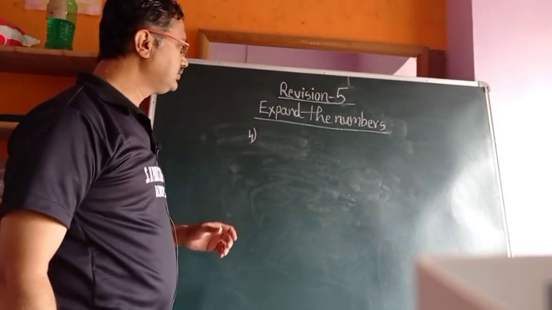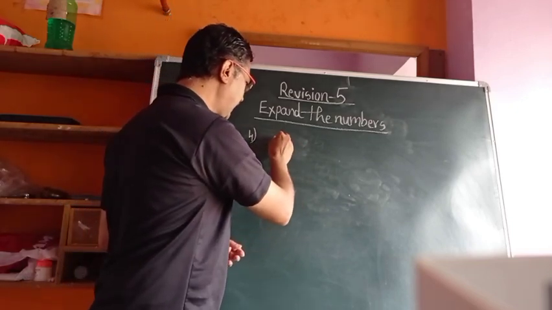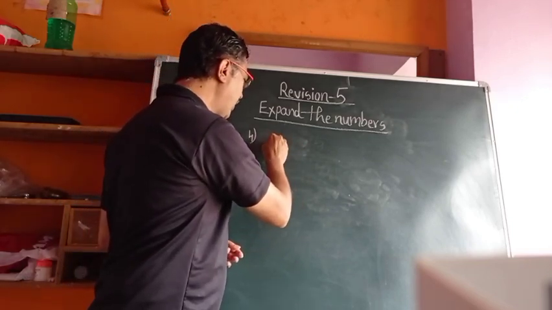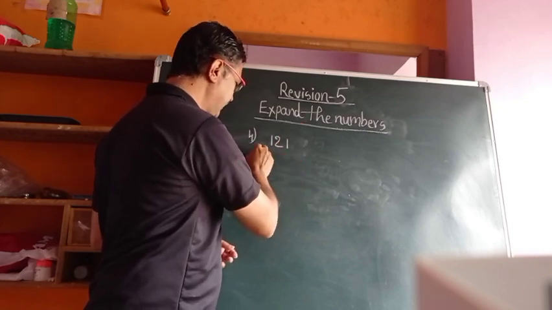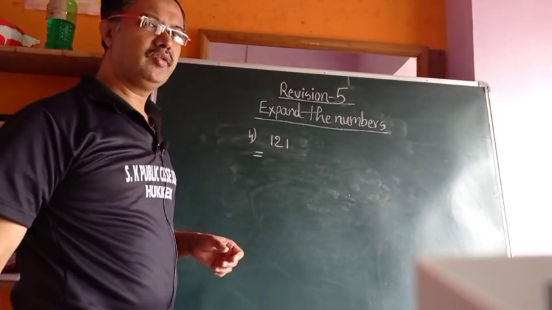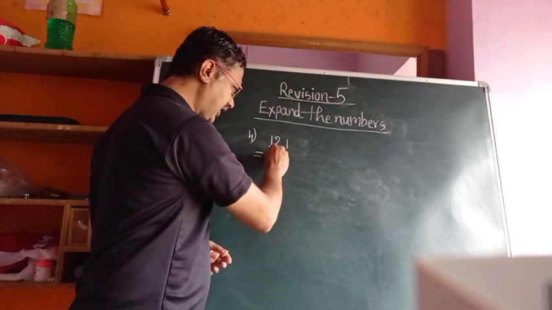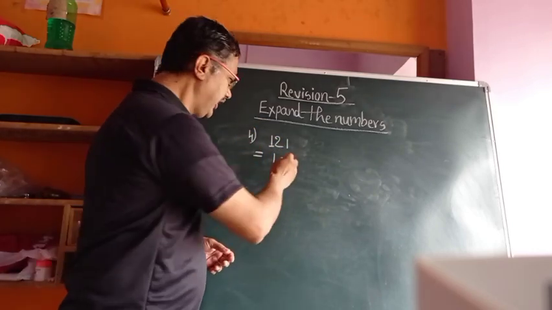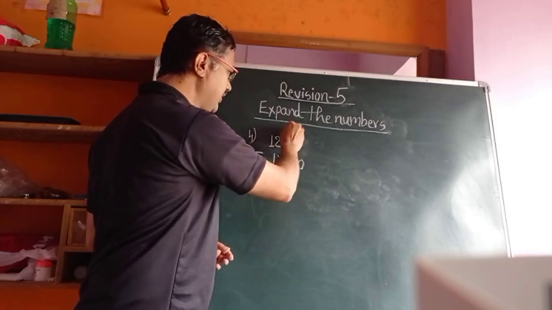Fourth one. Now I'll take 121. Here this one is there. Write that 1, it is in the 100 place.